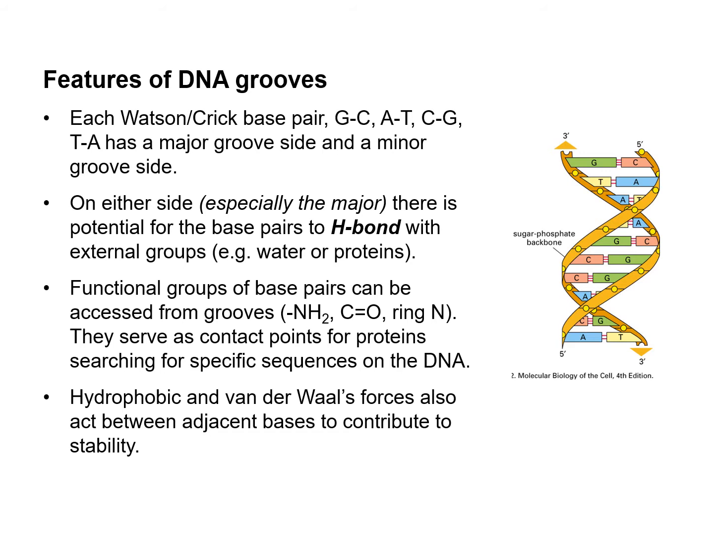Functional groups of base pairs can be accessed from the grooves, such as the amino group, carbonyl group, or the nitrogen atom in the ring, and so on. They serve as contact points for proteins searching for specific sequences on the DNA. Proteins such as initiation factors for DNA replication or transcription factors can sit on the DNA double helix and then slide along to find the specific regions that they're targeting.